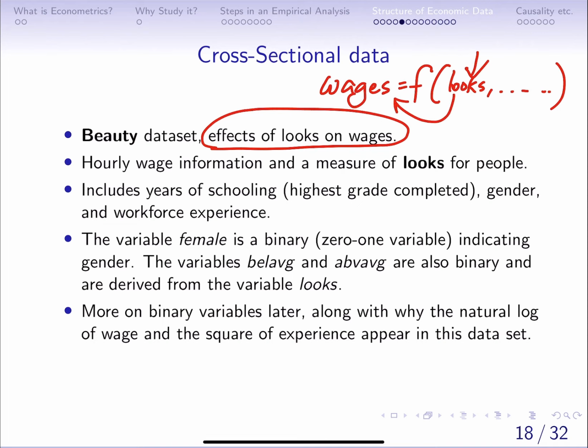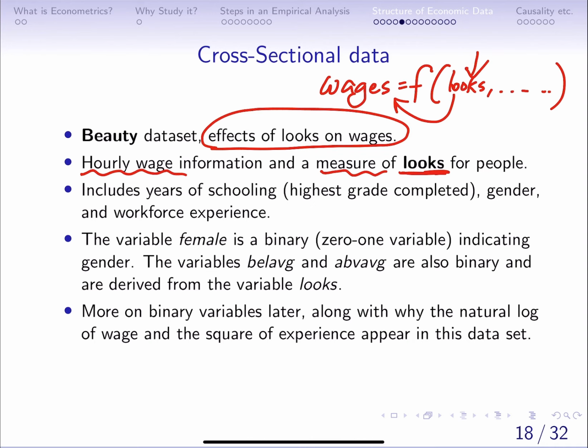In this data set, you're going to find that we have hourly wage information and also some sort of a qualitative measure of looks for people. Maybe this is a scale from 1 to 10 or 1 to 5. But then there are other variables as well.